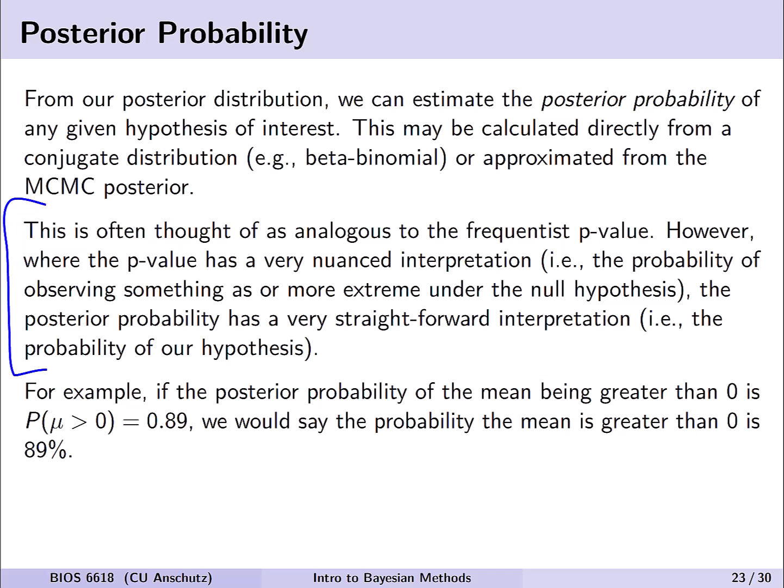Literally that straightforward. For example, if we had a posterior probability of the mean being greater than 0, P(theta > 0), equal to 0.89, we would simply interpret this as the probability the mean is greater than 0 is 89%. And we can also change it to any other value, mu greater than 0.5, then 7, less than 0.2, whatever we're really interested in, because we now have a distribution we can do all these calculations from.